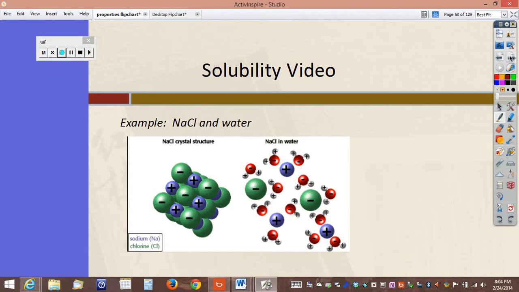Let's try another example. Sodium chloride in water. We already know sodium chloride dissolves in water. But why? First, sodium chloride is going to be a lattice structure, which is what we see here. In this case, ionic bonds are what's holding the ions together, and they need to break apart.